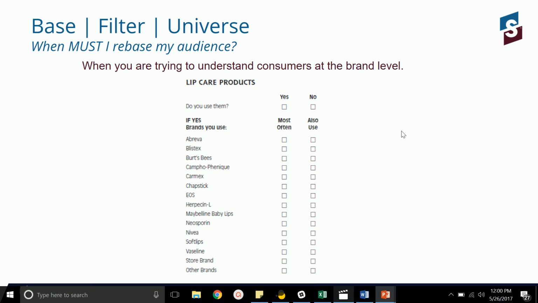If you're reporting information based on usage by index, but you haven't changed your base to reflect those who answered yes to using lip care products, your data is going to be falsely elevated as it is including people that are non-users in your calculations.